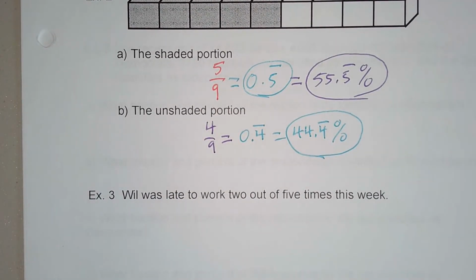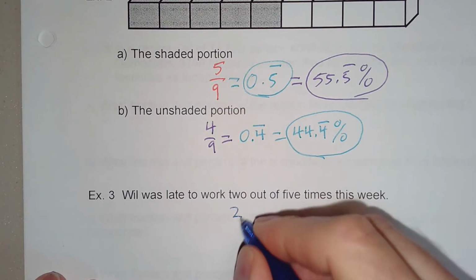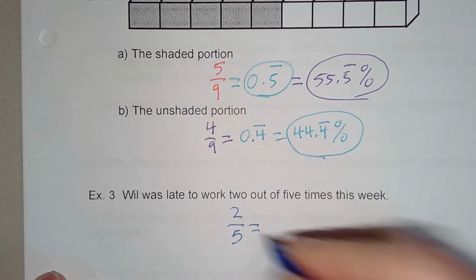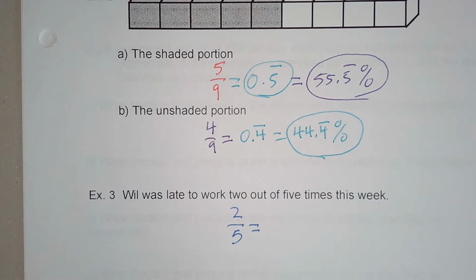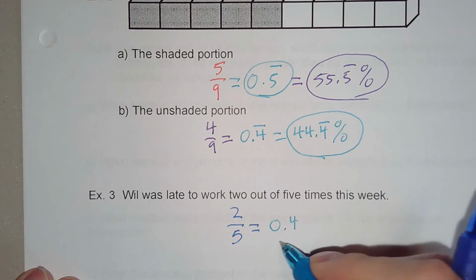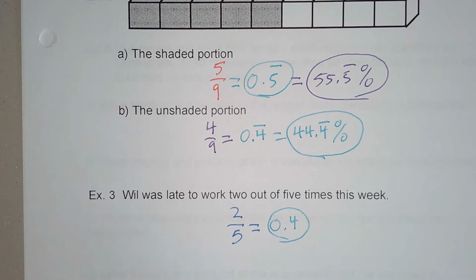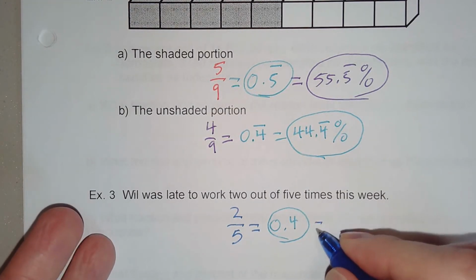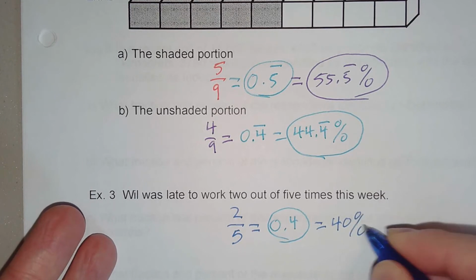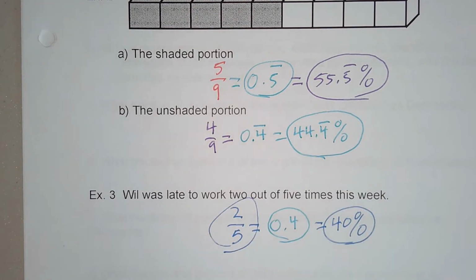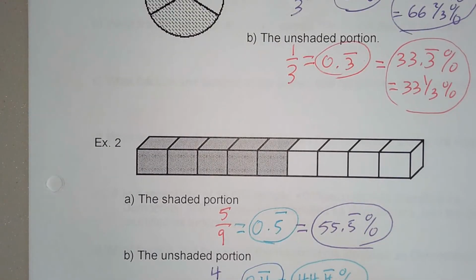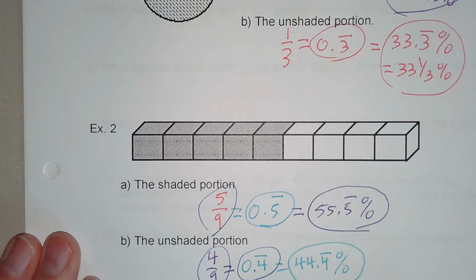Let's try number 3. We have, Will was late to work 2 out of 5 times this week. So our fraction here would be 2/5. Go ahead and do that division on your calculator. Your decimal would be 0.4. And then your percentage here, multiplied by 100, would be 40%. So in all 3 of these problems, you need to be able to go between fractions, decimals, and percents.